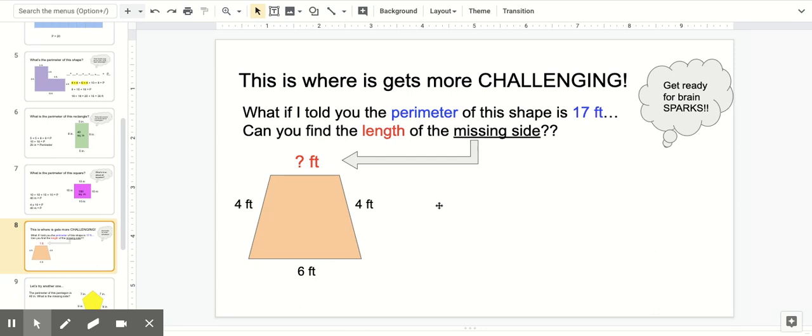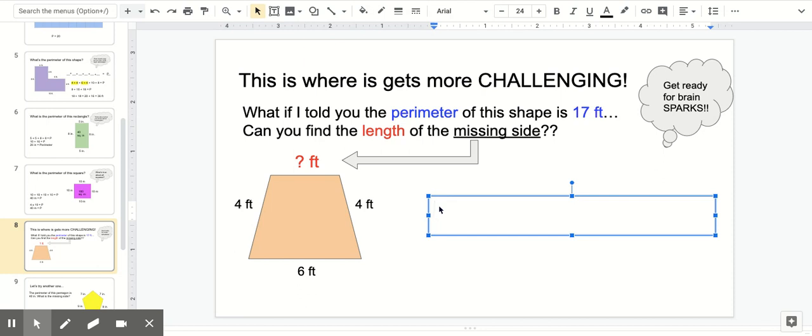So this is really the equation we're solving. 4, that's one side that we know, plus 6, that's another side we know, plus 4, that's the third side we know, plus something equals, and we know the perimeter is 17. It was given to us. So we're thinking about what's that missing add-in? How much are we missing if we add these up, if we still want to get to 17?